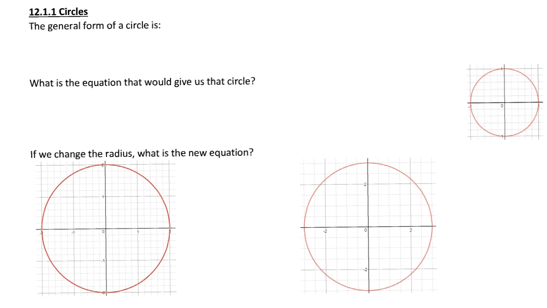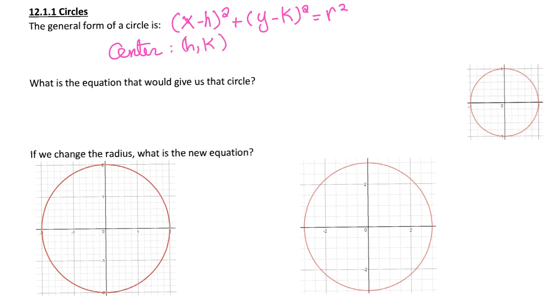So the general form for an equation of a circle is (x minus h) squared plus (y minus k) squared equals r squared, where the center will be (h, k) and your radius is r.